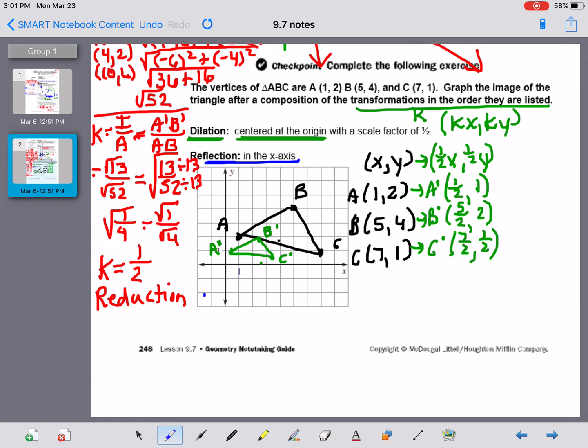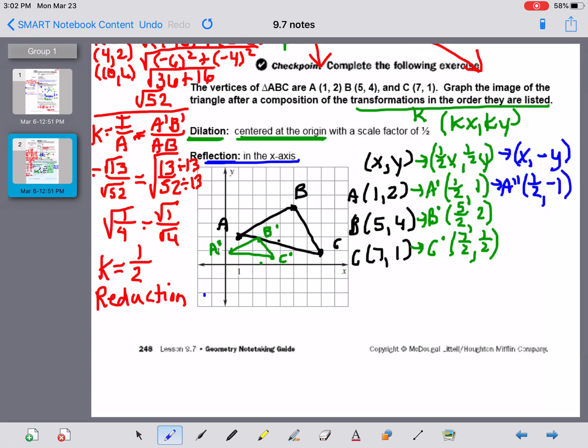So I have reflection in the x-axis. When I look at my gold sheet, that's the same thing as the reflection across the x-axis. And my coordinate notation tells me my xy, my x is going to stay the same, and my y is going to go negative. So for A double prime, my x is going to stay the same at 1/2, and my y is going to become negative 1 instead of the 1.